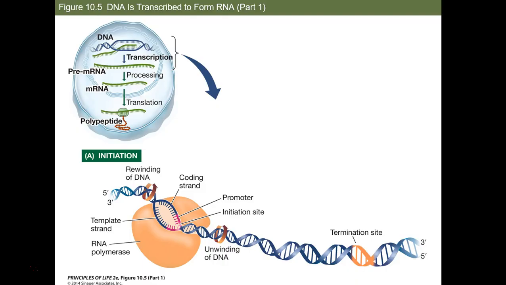Figure 10.5 illustrates RNA polymerase binding to a DNA strand. Pink areas in the DNA strand are the promoter region, guiding the RNA polymerase where to bind.